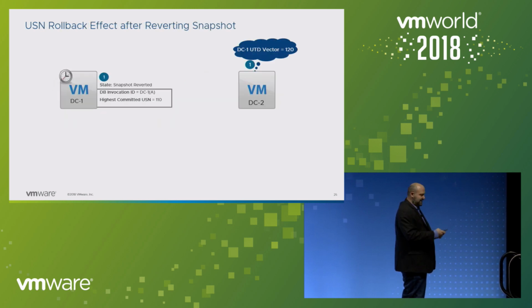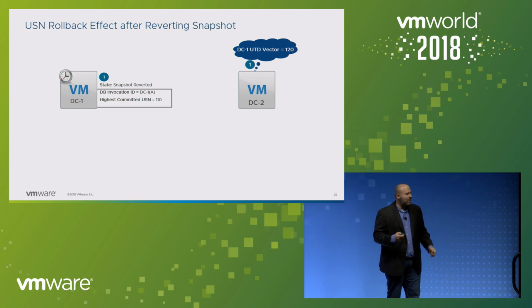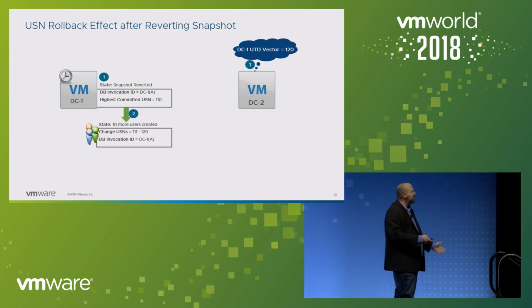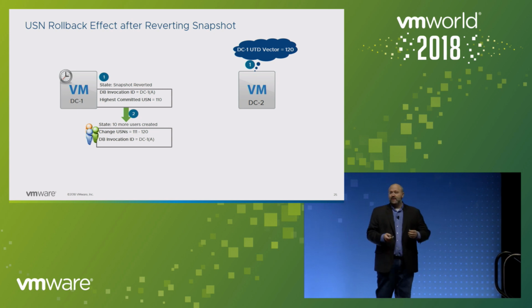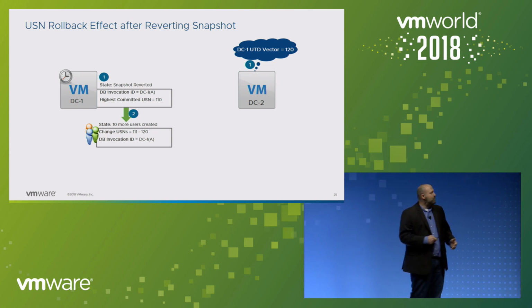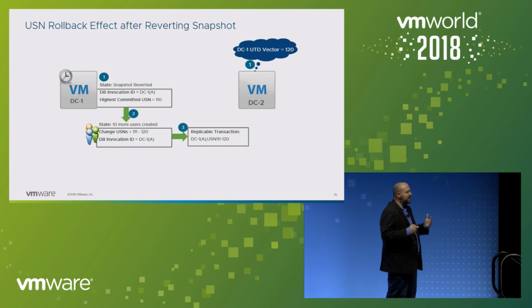So here we are again. DC1 thinks 110, DC2 thinks 120. So we're off. I create 10 users. I'm going to reuse 111 to 120 because I don't know any better. I'm going to replicate that over to DC02.